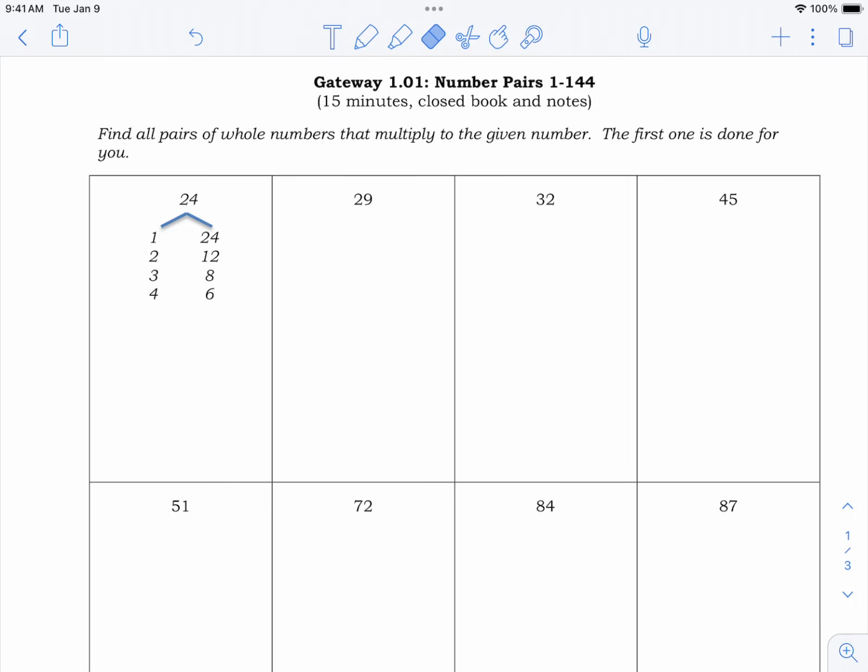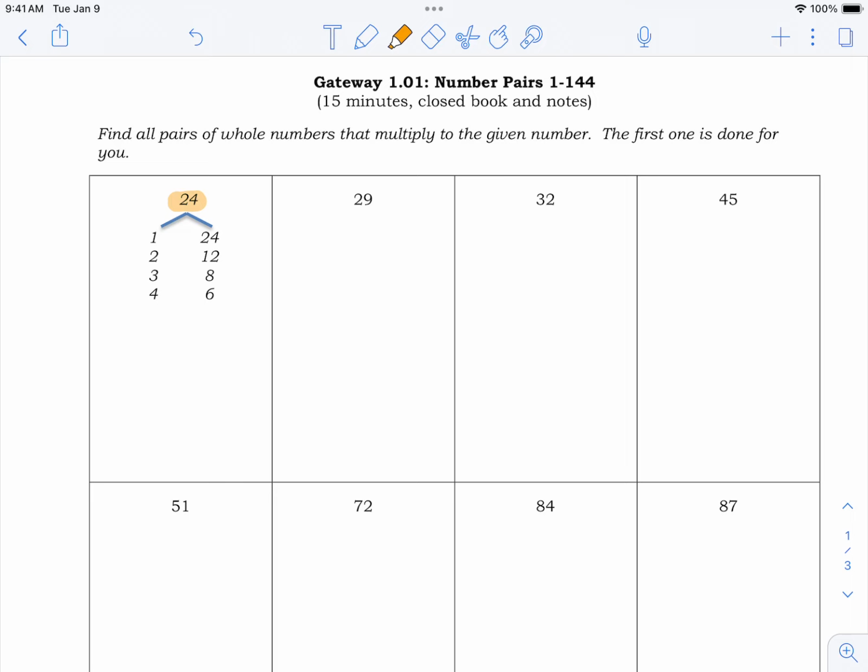We have solving for x gateways. We have some other gateways. But the primary, or the first, or the very most basic of the gateways is basically knowing your numbers. Like number pairs, like here's an example done here. 24. You want to be able to split that number up into all of its factors.